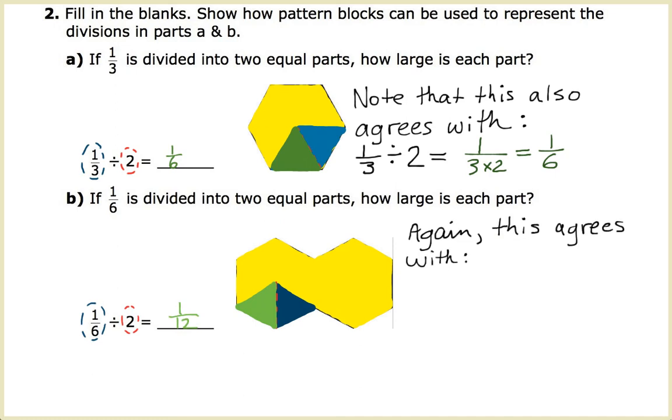And again, this agrees with the way that we had talked about before. Doing division of a fraction by a whole number, we can do 1 over 6 times 2, which will give us 1/12.